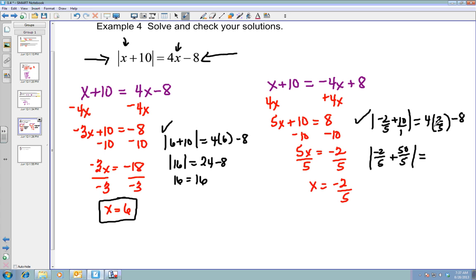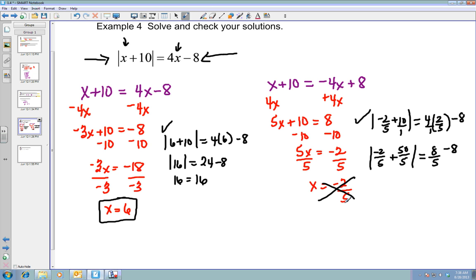Equals, I'm multiplying fractions, so I have 4 times 2 is 8 over 5 minus 8. Now, we can stop and look at this. I know that this is going to equal a positive number. Is 8/5 minus 8 going to be a positive number? No, it's not. So I know that 2/5 cannot work.